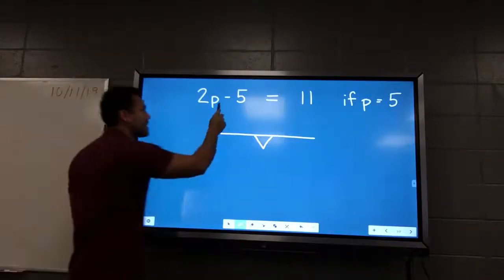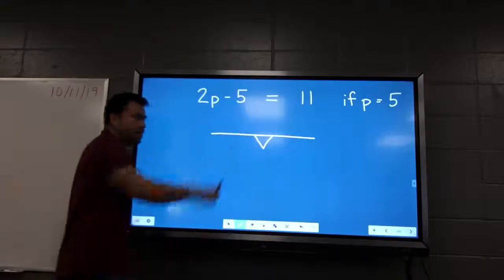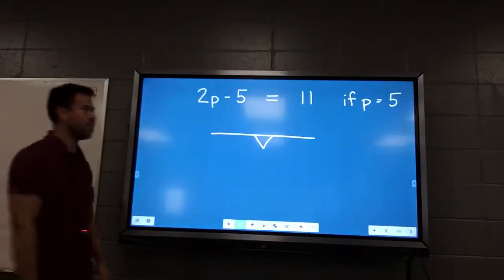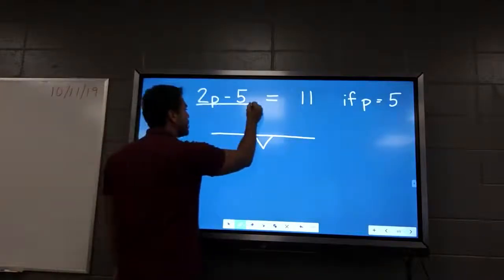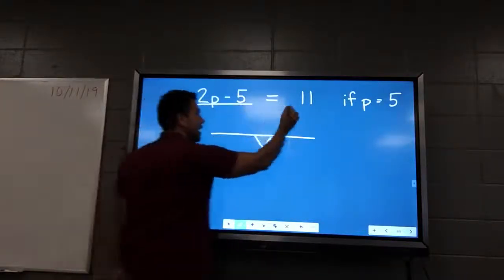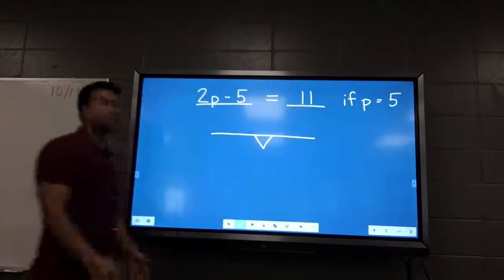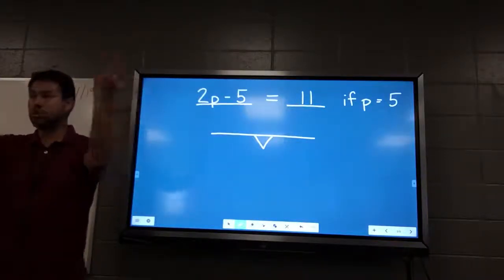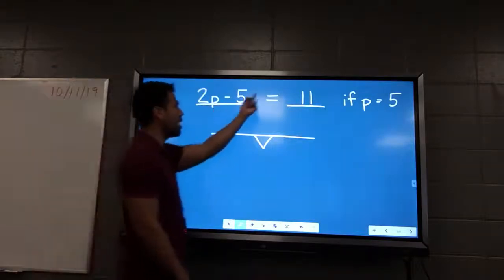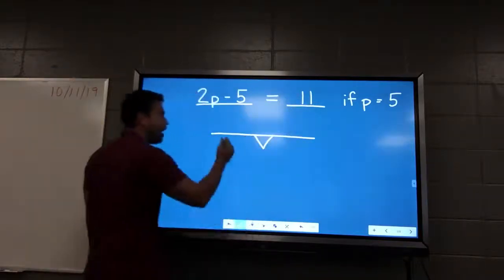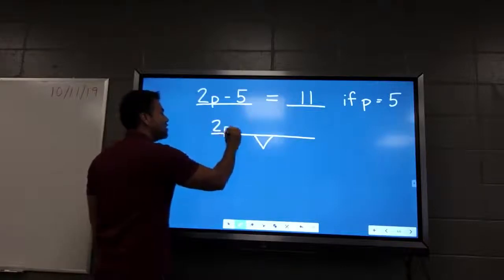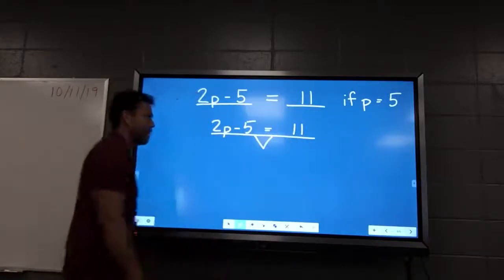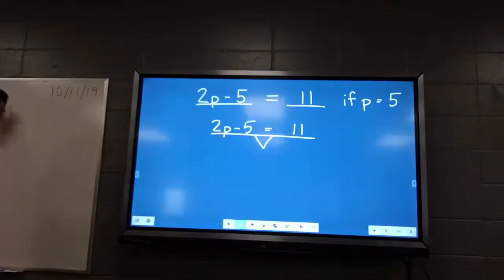Okay. Guys, I have an equation here. Why do I have an equation? How do I know it's an equation? Equal sign. Please just remember that. And that means I have two sides, this left side and this right side. Sometimes one's more complicated than the other. Sometimes they're both complicated. Sometimes they're both simple. In this case, a little more complicated, pretty simple. On my balance beam I have 2p minus 5 and 11, and they're balanced with each other. That's all I'm trying to say right now.